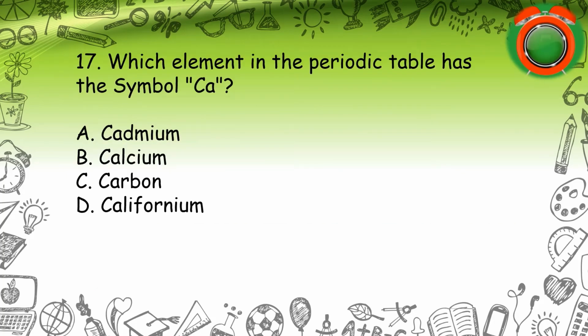Number 17 question. Which element in the periodic table has the symbol Ca? A. Cadmium, B. Calcium, C. Carbon, D. Californium.